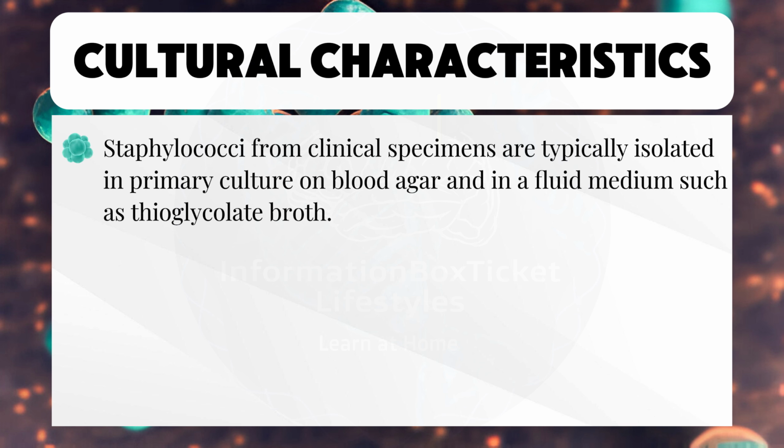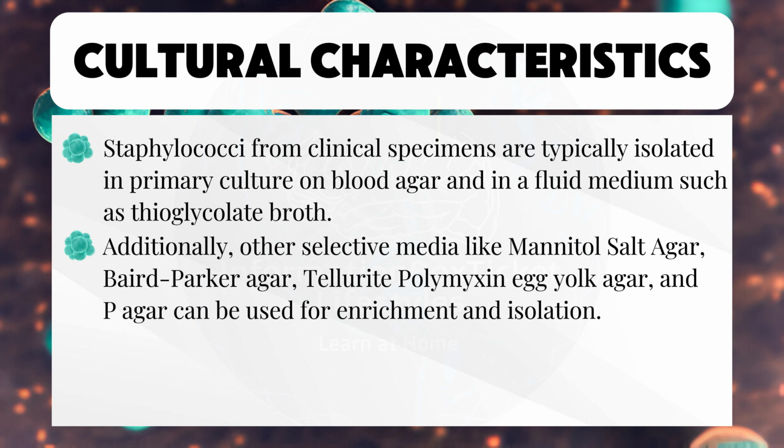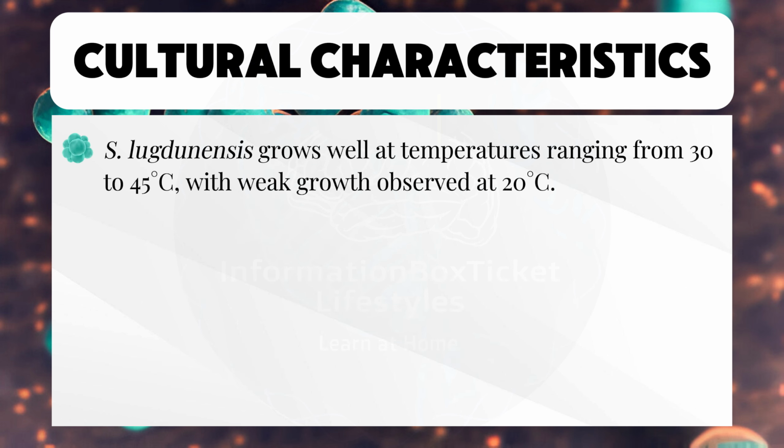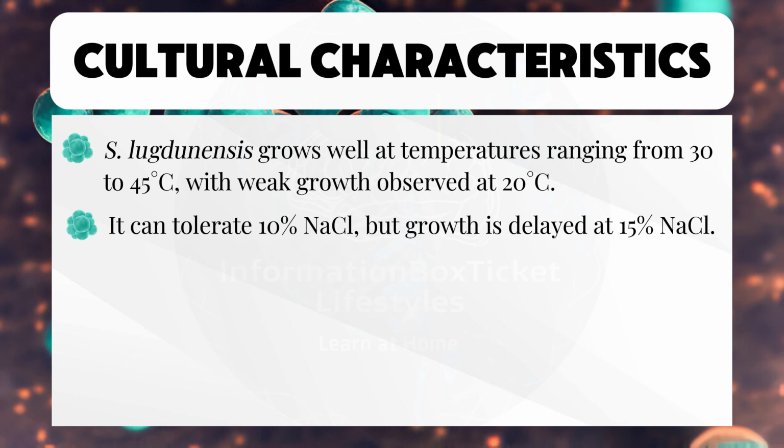Cultural characteristics of Staphylococcus lugdunensis. Staphylococci from clinical specimens are typically isolated in primary culture on blood agar and in a fluid medium such as thioglycolate broth. Additionally, other selective media like mannitol salt agar, Baird-Parker agar, tellurite polymyxin egg yolk agar, and P agar can be used for enrichment and isolation. The cultural characteristics of the organism aid in its primary identification during lab diagnosis. Staphylococcus lugdunensis grows well at temperatures ranging from 30 to 45 degrees Celsius, with weak growth observed at 20 degrees Celsius. It can tolerate 10% NaCl, but growth is delayed at 15% NaCl.